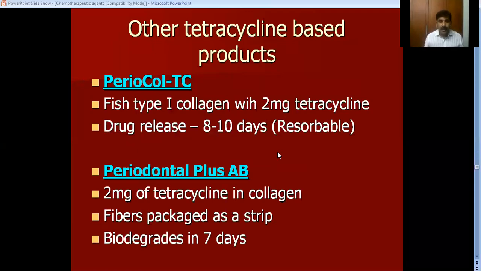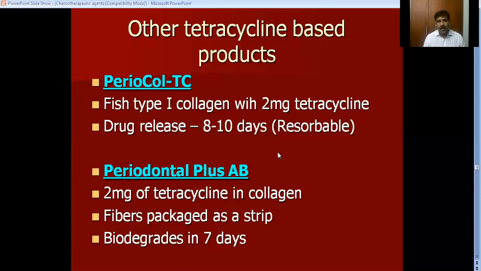Now, what are the other tetracycline-based products? Now, these are products that are probably available in India. One is called Periodontics TC. It contains fish type of collagen type 1 that is developed from fish. And this collagen is impregnated with 2 milligrams of tetracycline. And when you place this type of collagen, the advantage is it is resorbable and you have sustained release for about 8 to 10 days.